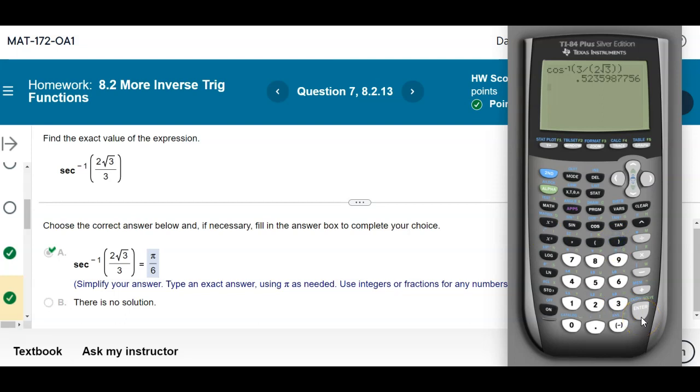Alright, and then first divide. Divide by pi. Change that into a fraction, and then stick the pi back in there. So that's pi over 6.